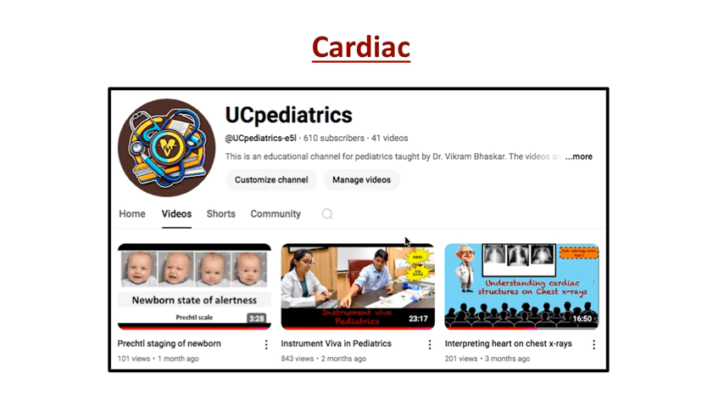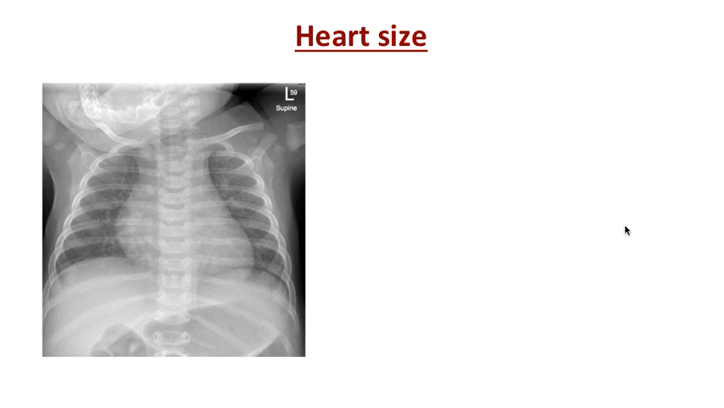Now the next step in the approach is cardiac. So C for cardiac, A, B, C. I have already made a detailed video on how to interpret the cardiac structure on the chest X-ray. You can go and watch that video. But just for completion's sake, I will tell you the most important thing to look at in a chest X-ray is the heart size.